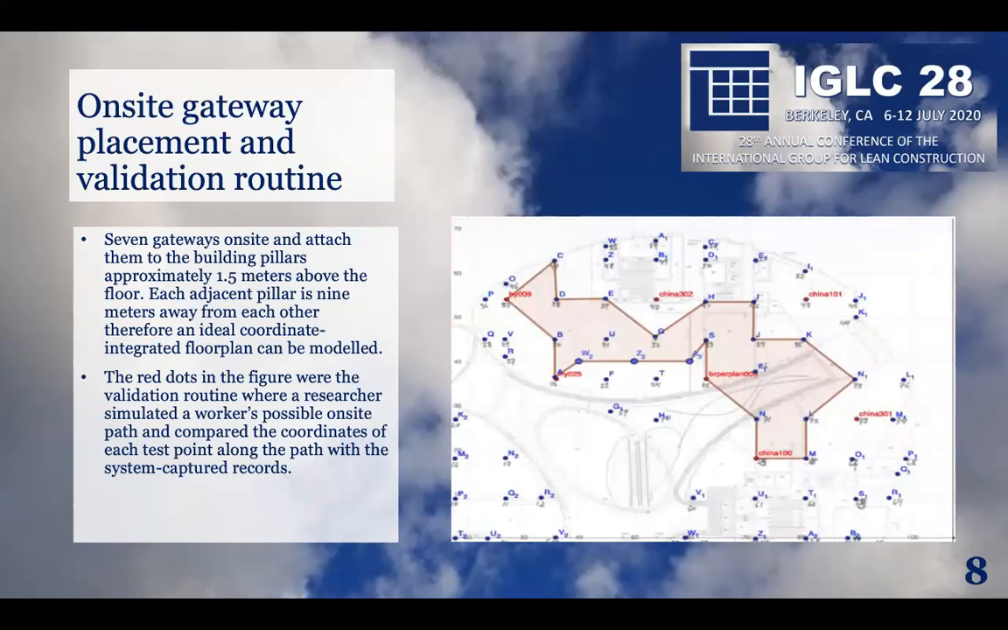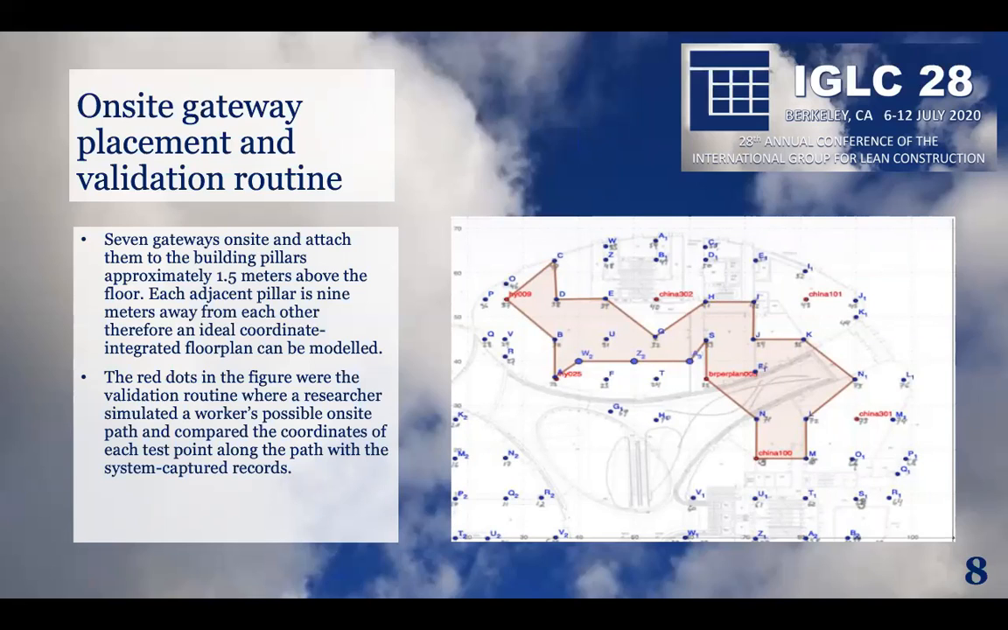And for the on-site gateway placement and validation routine, we managed to install 7 gateways on site and attach them to the building pillars, approximately 1.5 meters above the floor. Each pillar is about 9 meters from each other. Therefore, an ideal coordinate-integrated floor plan can be modeled.